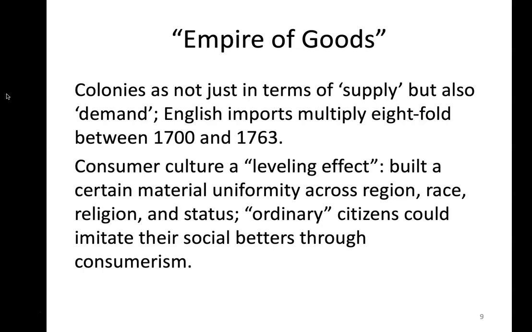So what does that do? Again, look at that. It builds in a certain material uniformity that cuts across region, race, religion, and status. Ordinary citizens could imitate their social betters through consumerism. So my act of buying or consuming, so to say, the latest model of Mercedes-Benz next year, the fact that I could do so and I'm enabled to, is me imitating, in many ways, my social betters, right? Again, the wealthy person could do it no problem.